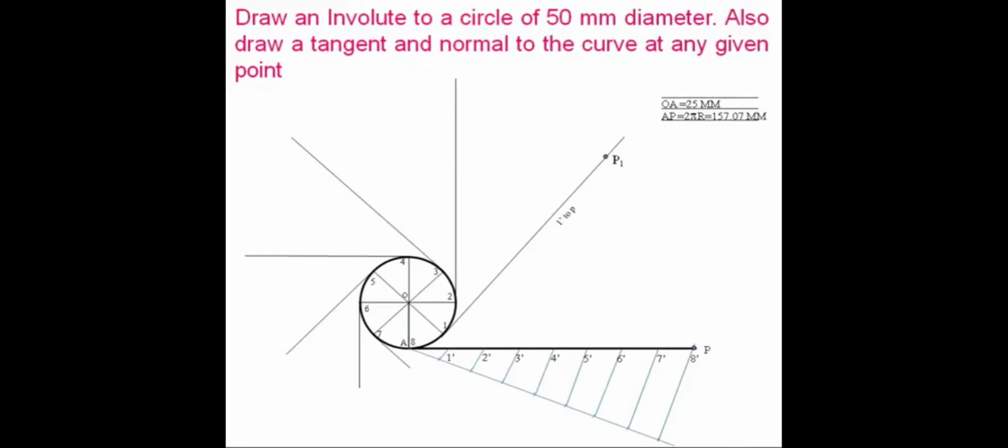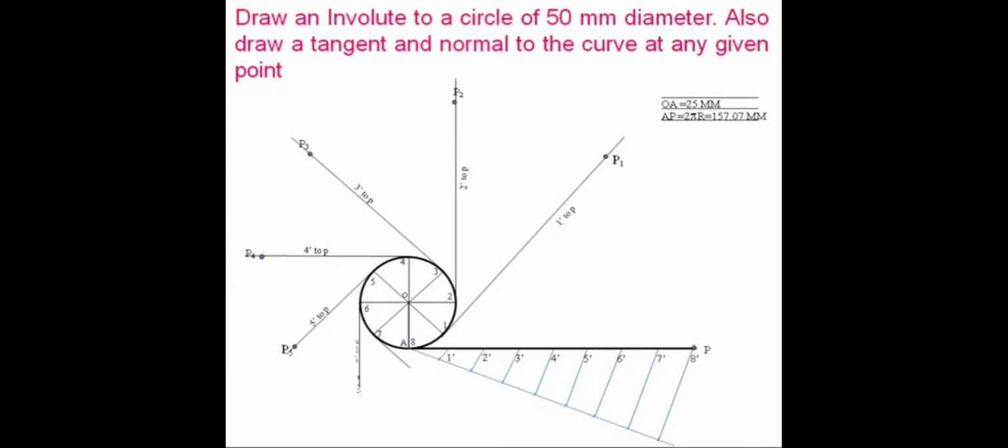Now we need to take a mini drafter, P to 1 dash. Take that P to 1 dash length in your mini drafter. Keep it at circle point 1. Cut that straight line, that is P dash to P1. Take that length, keep it at 1 and cut P1. Likewise take P to 2 dash, cut that line, P to 3 dash, cut that line. P to 5 dash, keep it at 5 and cut the P5 line.